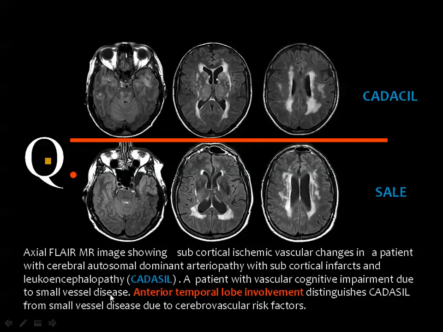The only difference between subcortical arteriosclerotic leukoencephalopathy and CADASIL is the involvement of the temporal lobes in patients with CADASIL, which is an inherited disease, affecting patients at a younger age compared to the age of arteriosclerotic encephalopathy. The only difference in imaging is involvement of the temporal lobes, which are not involved in arteriosclerotic encephalopathy until very, very late. Okay?